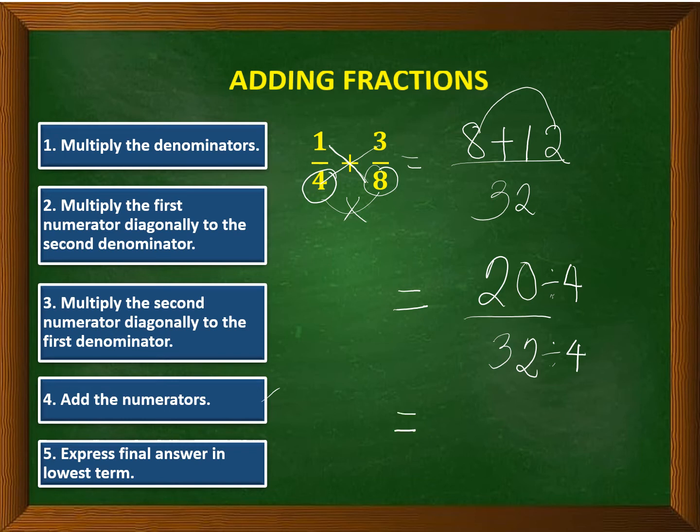Okay, so what is 20 divided by 4? That will give us 5. Then 32 divided by 4 will give us 8. Now 5/8 is already in its lowest term. We cannot divide it anymore by any other factor except 1. So the final answer is 5/8. Did you get the same answer? Very good.